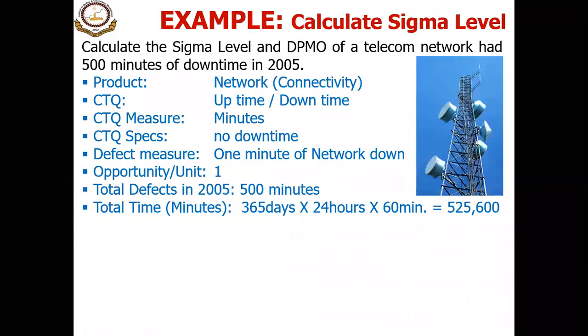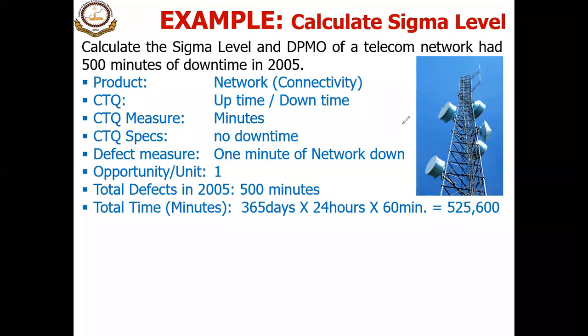So let me take another example. This is from the telecom sector. We want to calculate the sigma level, and they are giving the information that the telecom has 500 minutes of downtime in the year 2005. That is the information they have given us. So our product over here is the network connectivity. We want to check the connectivity of our network.